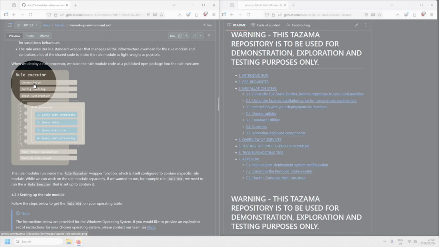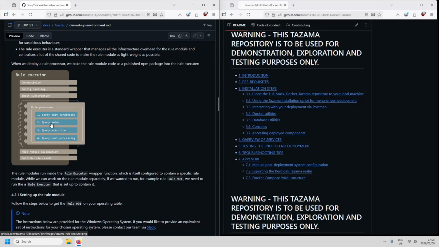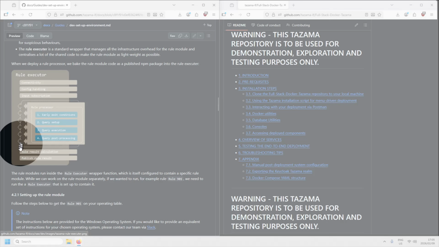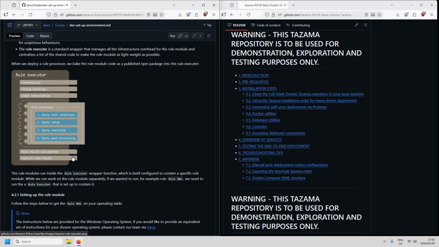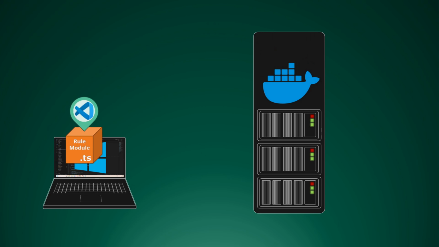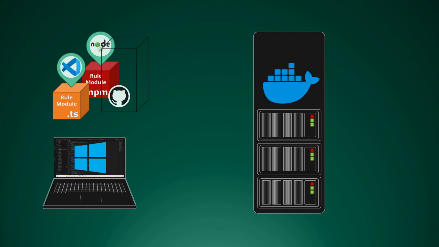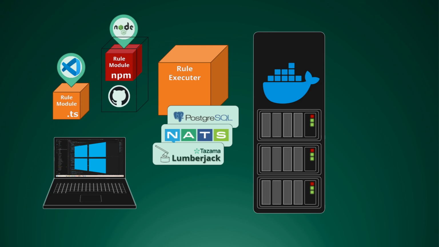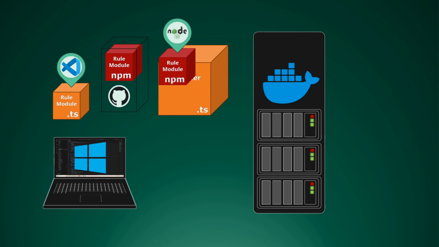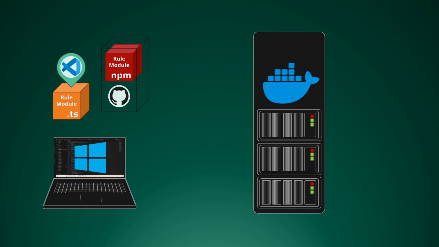The rule module contains the rule-specific code, mainly a database query that looks for suspicious patterns in historical transaction data. The rule executor is a standard wrapper that handles all the infrastructure overhead, connecting to NATS and the database, logging, error handling, and so on. Think of it like this. The rule module is your custom business logic, and the rule executor is the standardized container that makes it work within Tazama's architecture. When we deploy a rule processor, we actually bake the rule module as an NPM package into the rule executor.